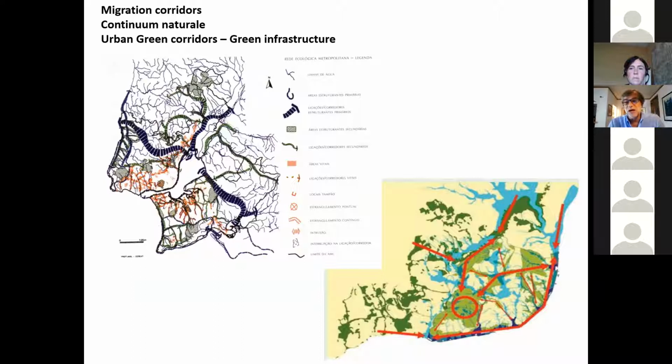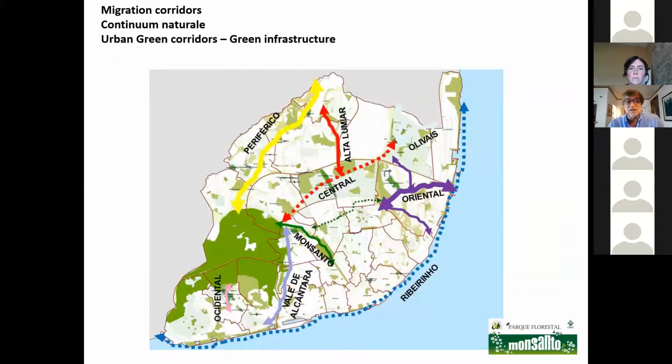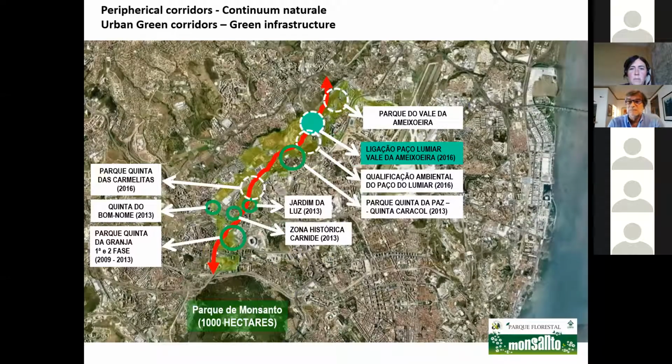So what we are trying is to improve these kind of green corridors, both inside the city, and these are the inside the city corridors, but also to the other city councils. There are some regional structures which we are working with in order to improve these kind of connections. This, for example, is a peripheral corridor in the city. And these are some of the parks, some of the gardens which are connected with the Monsanto Park. And we try to improve both the connections and to avoid the fragmentation effect of the buildings.